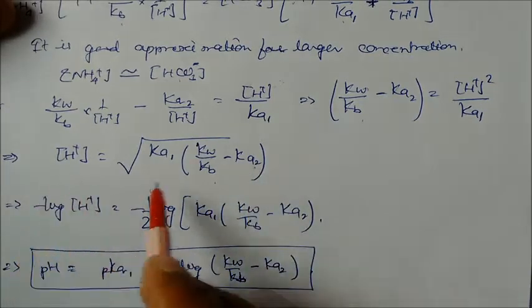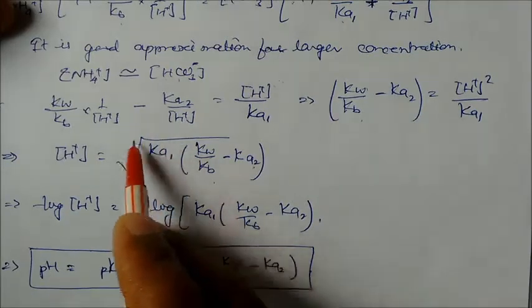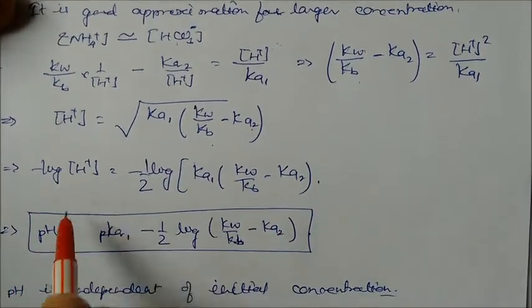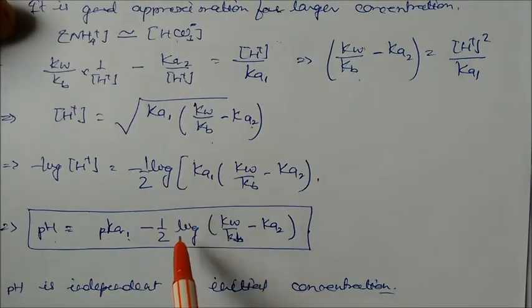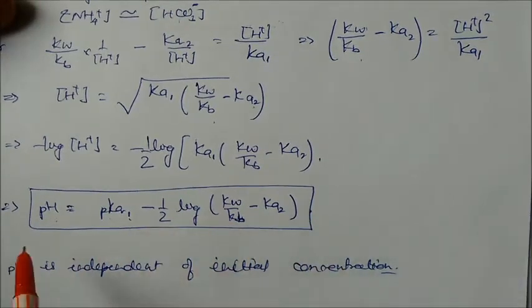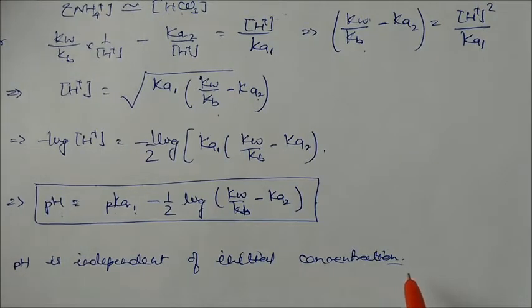Taking the log on both sides, minus log of H plus equals minus log of the half power. This converts to half log of K1 into (Kw by Kb minus Ka2). So this is nothing but the pH. pH equals pK1 minus half of log (Kw by Kb into K2). Here we can see all are constant values, so in this case pH is independent of the initial concentration. In this way we can find the pH of this amphiprotic anion plus cation, which is independent of concentration.